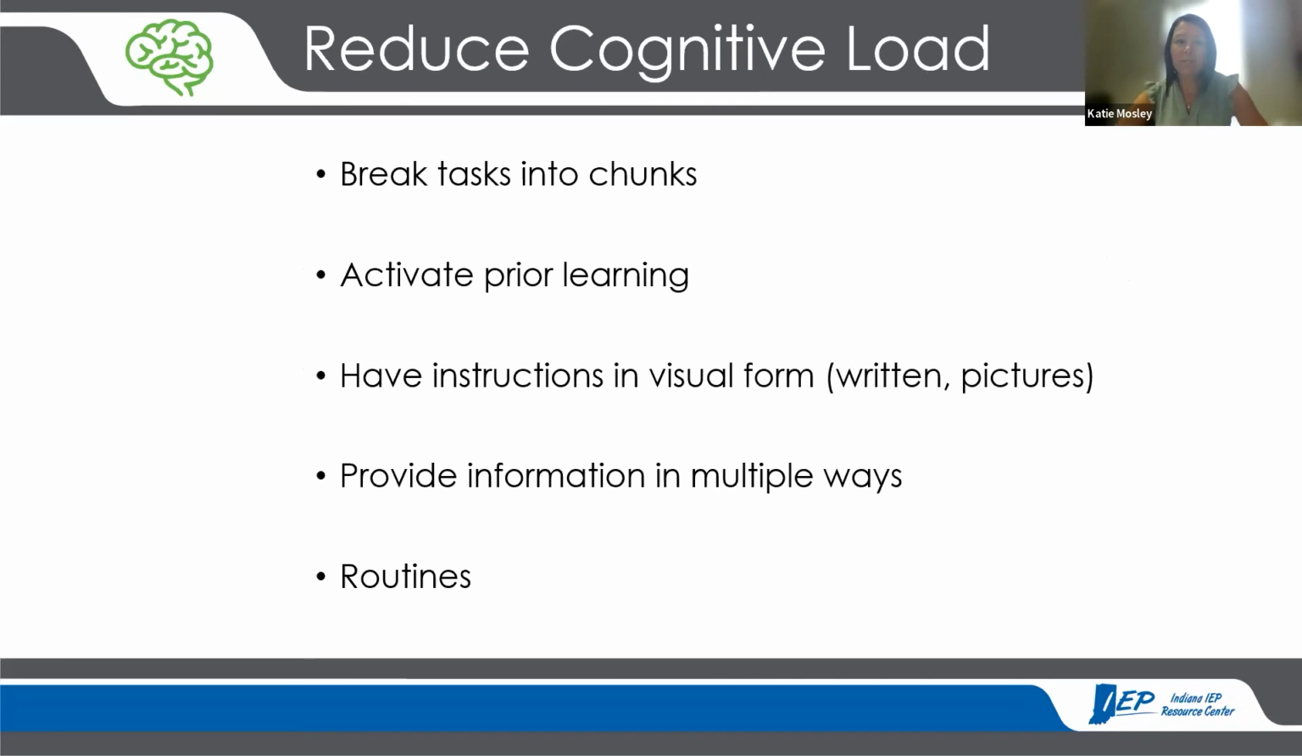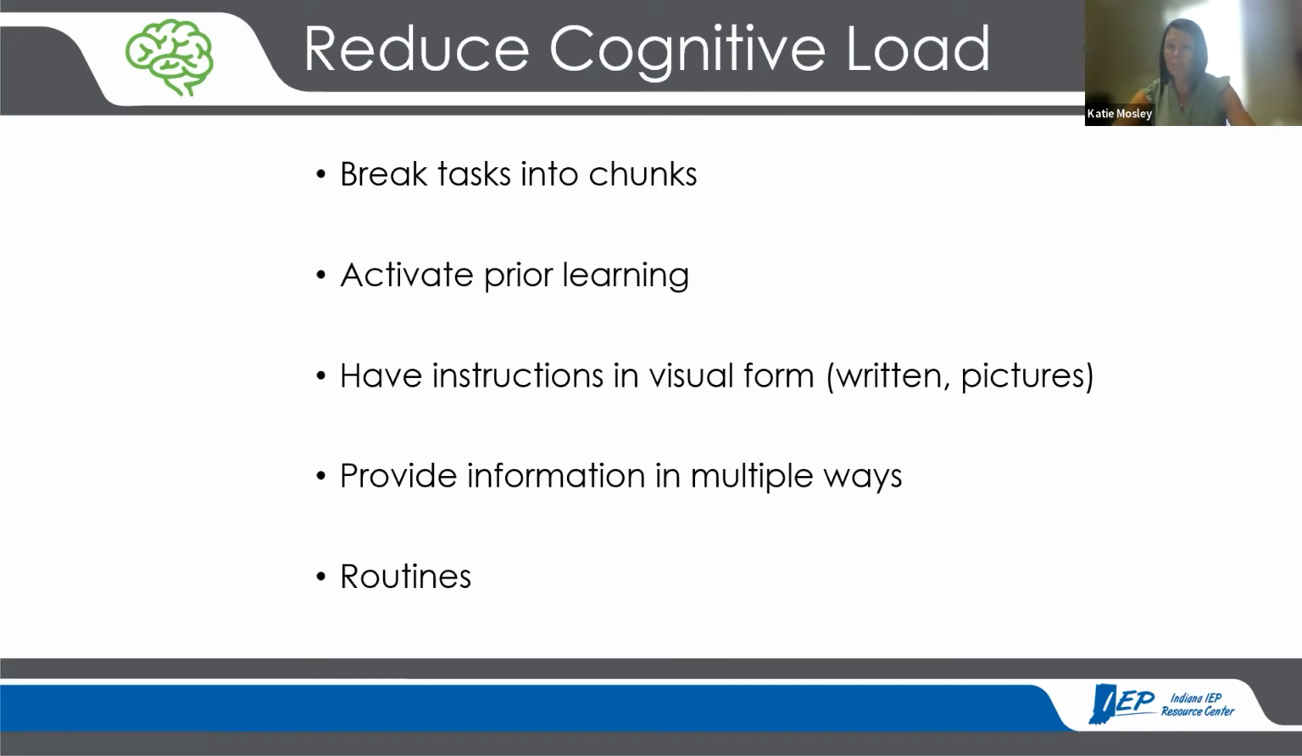The second thing we can do is to reduce the cognitive load that we place on our students. Breaking tasks into chunks, activating that prior learning, have instructions in visual form. So we often give the instructions just vocally. We're expecting the students to auditorily input them. But maybe you need to write them down. Maybe you need to have a picture. What does it look like when I turn my assignment in? And post that picture up on the whiteboard or the board if you can project that.